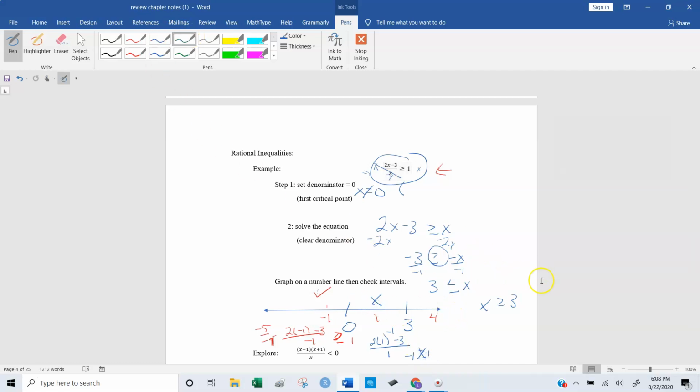So now we're going to plug in the 4 and do the same thing again. So 2 times 4 minus 3 divided by 4, is that greater than or equal to 1? So 8 minus 3 is 5. 5/4 positive is definitely greater than or equal to 1, so this section works.